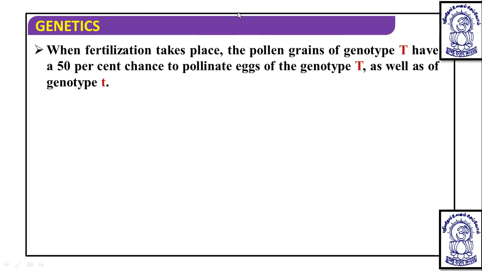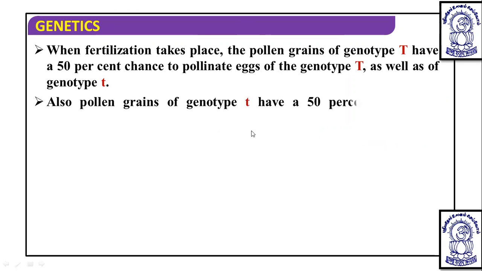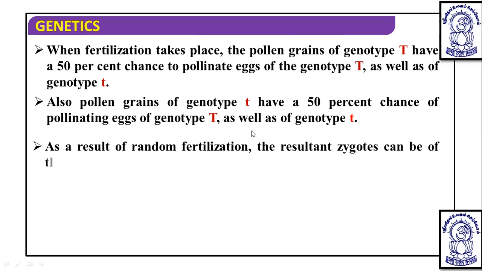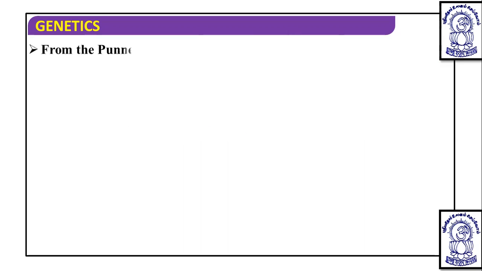When fertilization takes place, the pollen grain of genotype capital T has a 50% chance of pollinating an egg of genotype capital T as well as genotype small t. If the pollen grain has a capital T, it can fuse with either capital T or small t, a 50% chance. Also, the pollen grain of genotype small t has a 50% chance of pollinating eggs of genotype capital T as well as genotype small t. As a result of random fertilization, the resultant zygote can be capital T capital T, capital T small t, or small t small t.